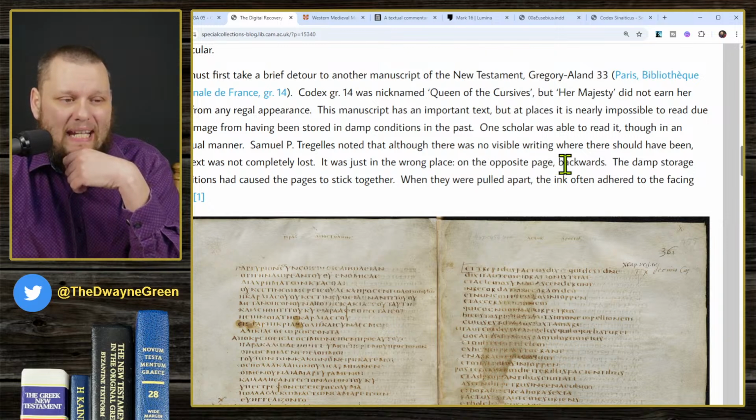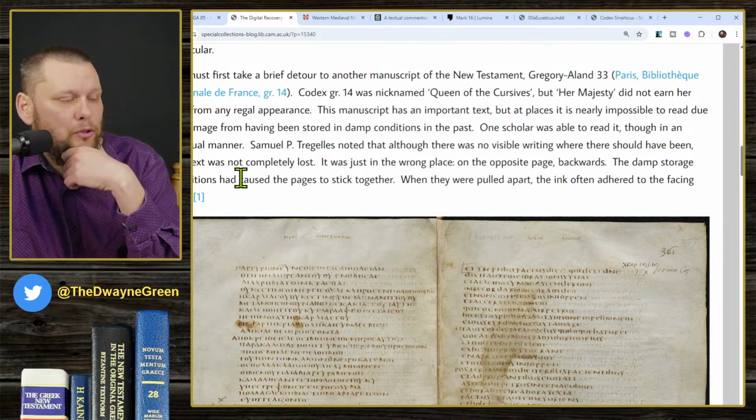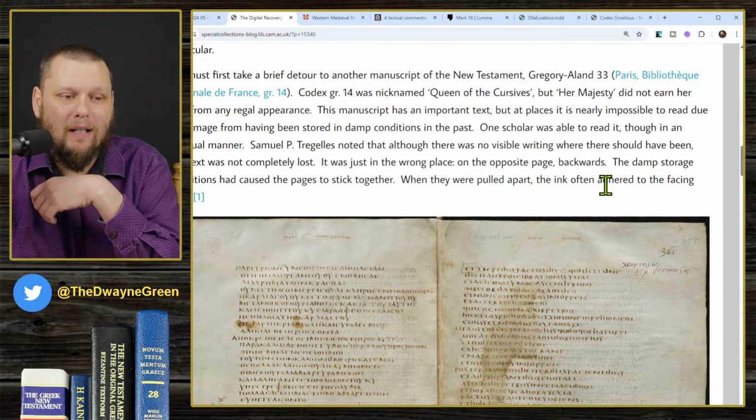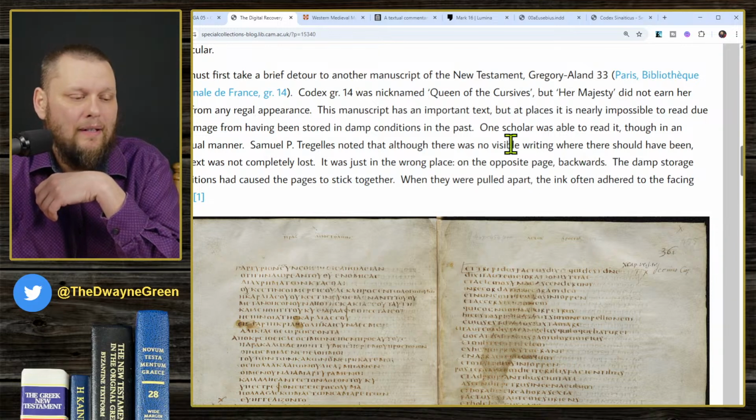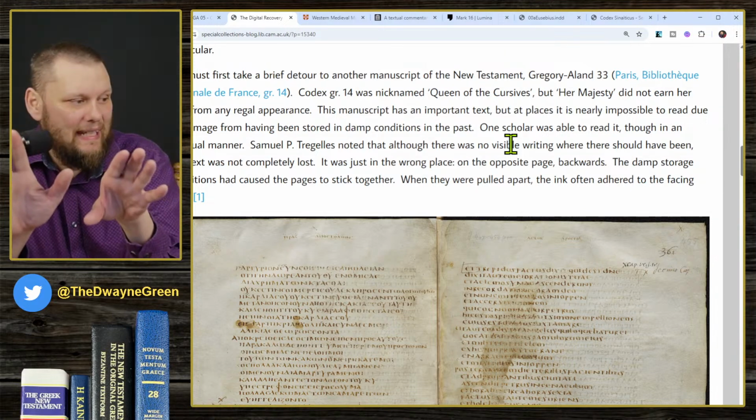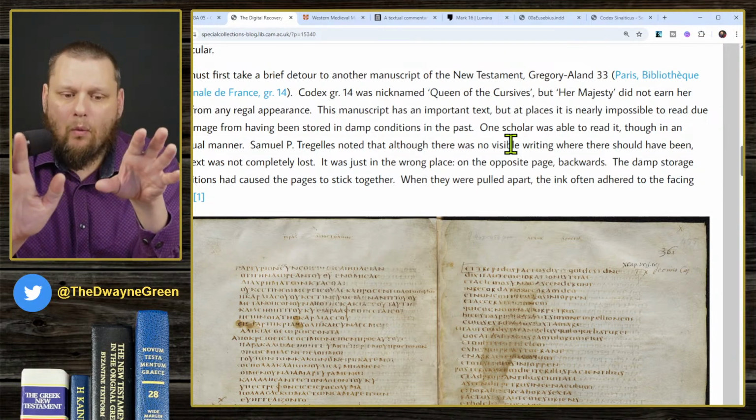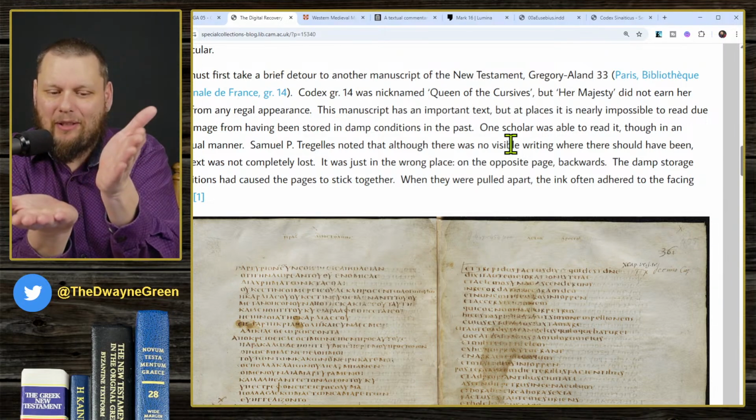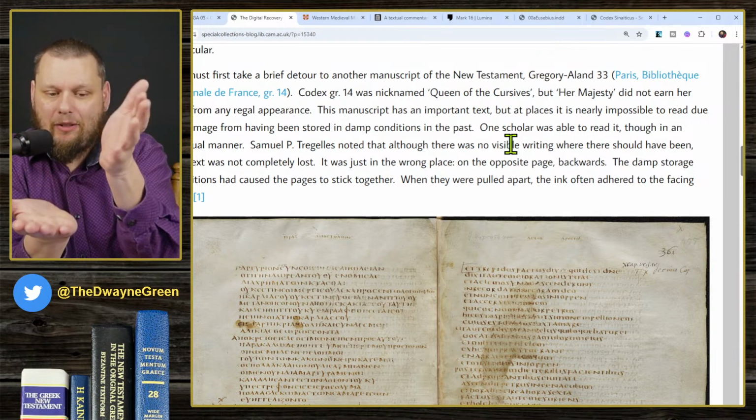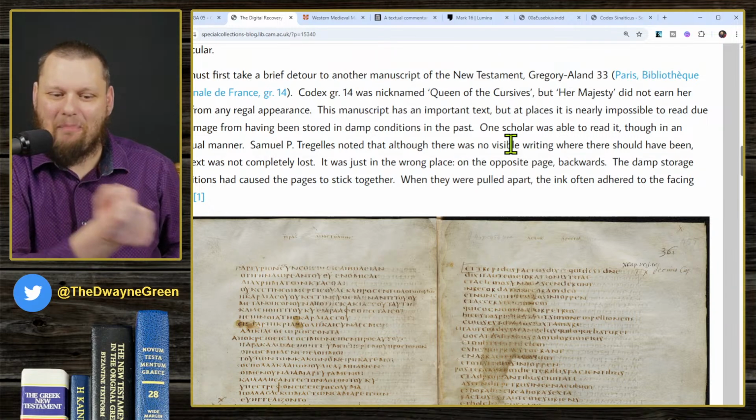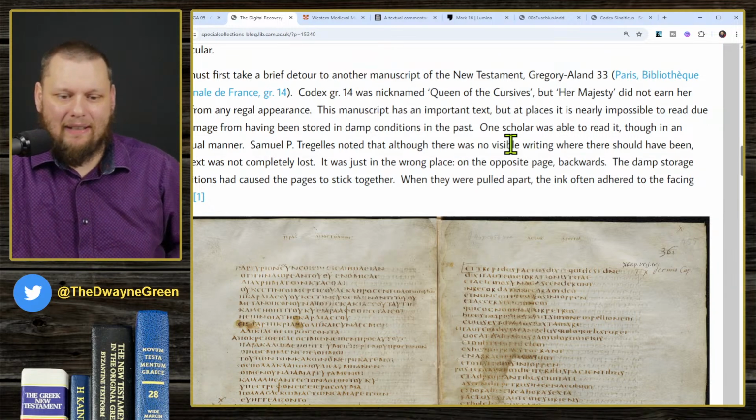On the opposite page, backwards. The damp storage conditions had caused the pages to stick together, and when they were pulled apart, the ink often adhered to the facing page. So this is talking about GA 33. And again, what's going on is the page got wet. So when they tried to turn the page, the ink came off of this page and ended up stuck to this page, although it was backwards. But they were able to read that and know what it is.